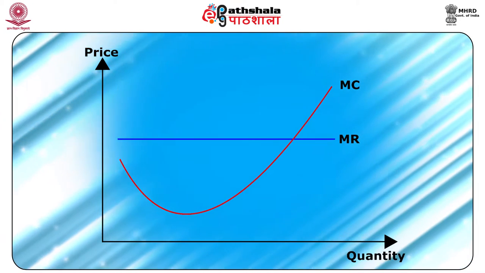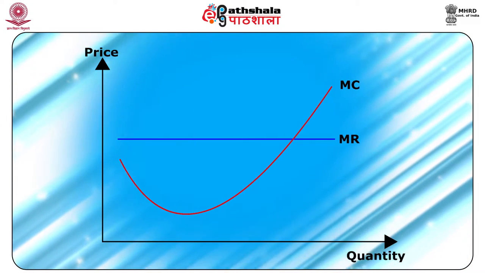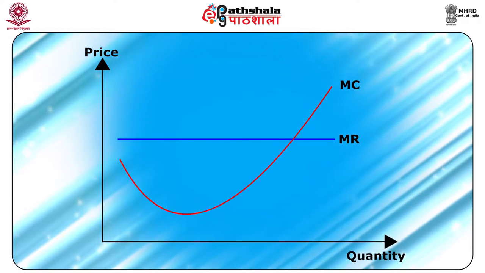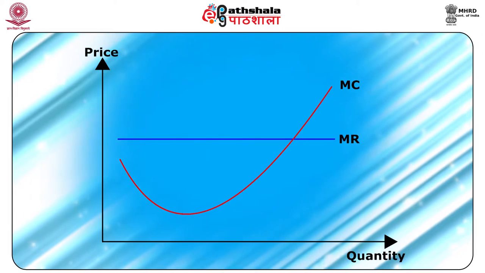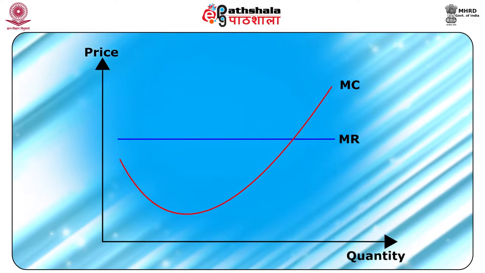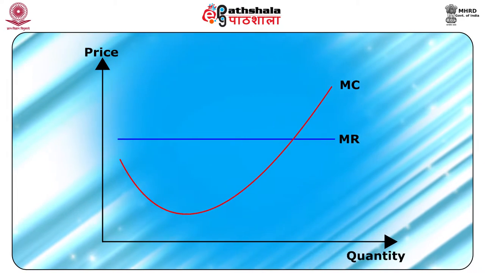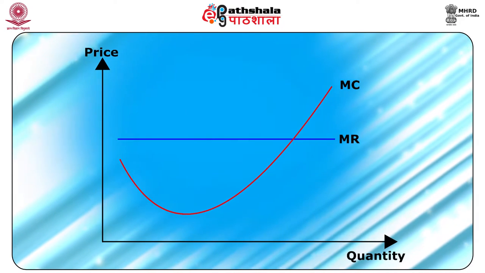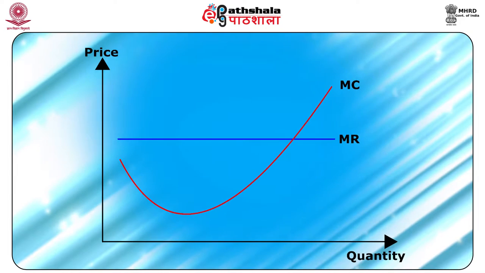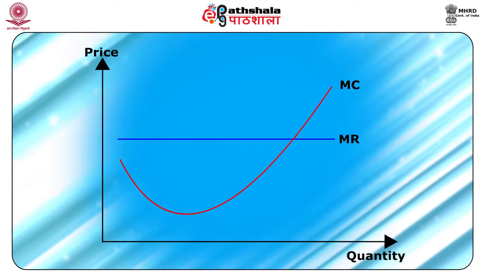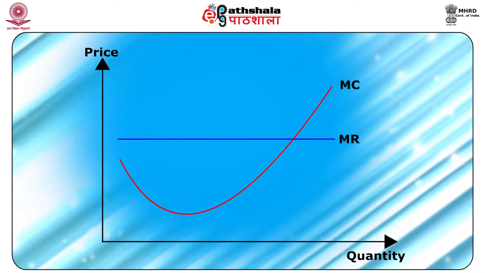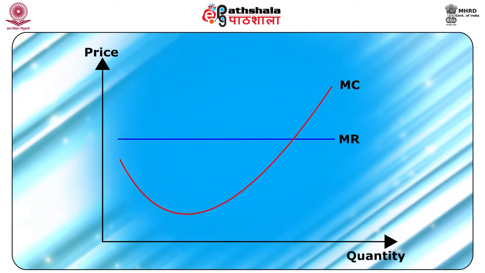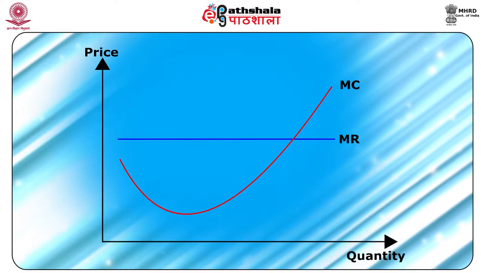The marginal revenue curve is shown as the blue curve, which is linear and parallel to the x-axis, because on the x-axis we are measuring quantity or output. As the output goes on increasing by one unit, on the y-axis we have a fixed amount of marginal revenue, which, as we have said, would be equal to the average revenue. Therefore, the marginal revenue function under competitive conditions is parallel to the x-axis.